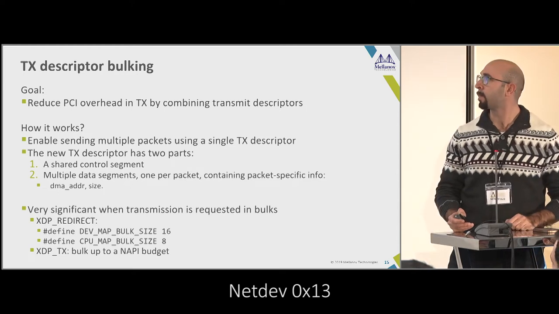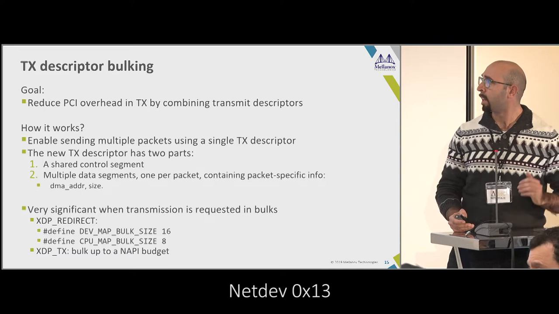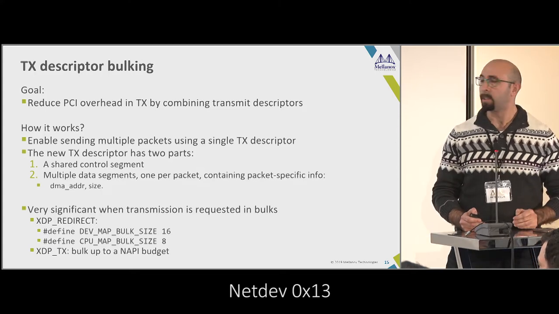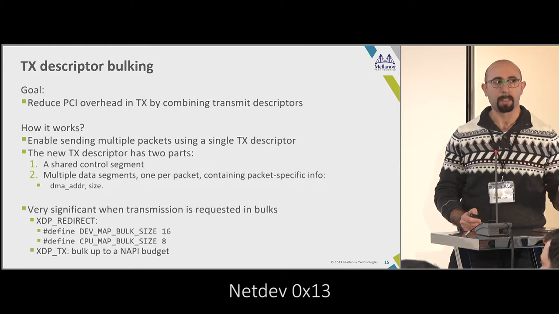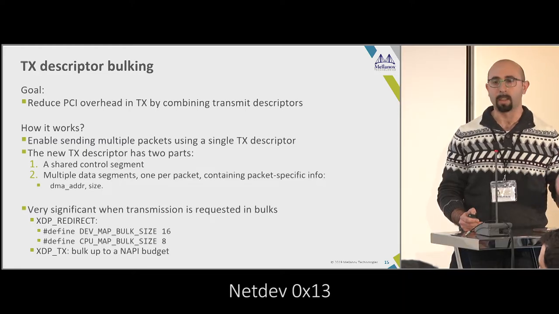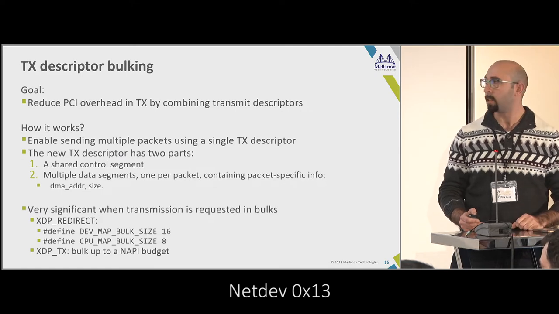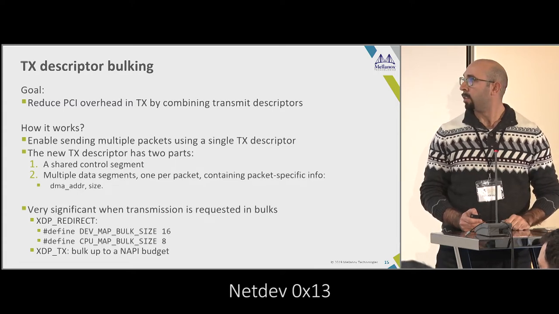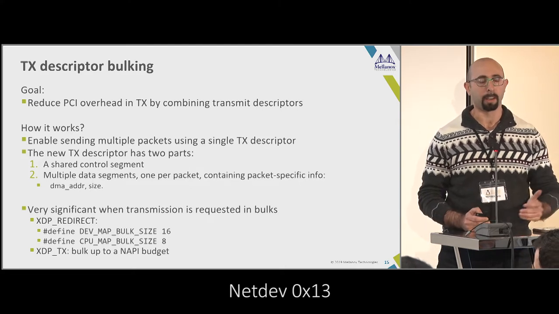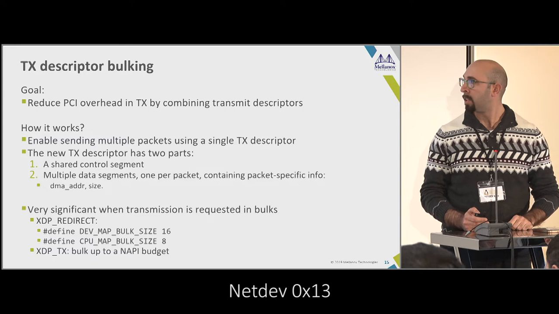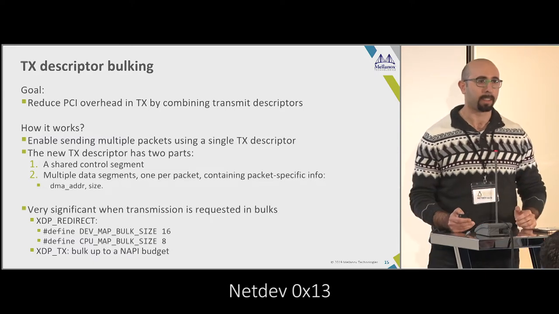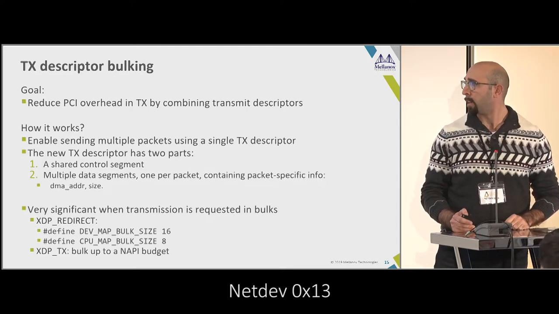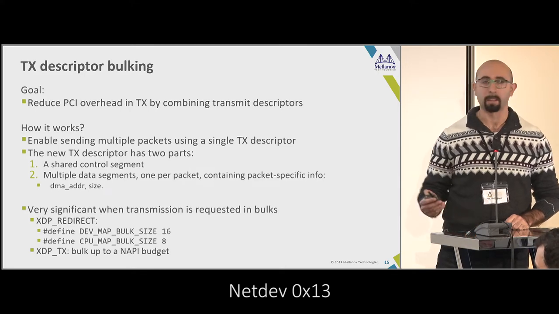The second one is bulking of TX descriptors. Again, the goal is to reduce the overhead by combining transmit descriptors. It works by a similar idea: take the shared info, which is the control segment, write it once, and then write multiple data segments, one per packet. This can work when you know that you have bulk transmissions. For example, this is good in XDP redirect, because there is some bulking there of 16 or 8. Also in XDP TX, you can bulk up to the NAPI budget.